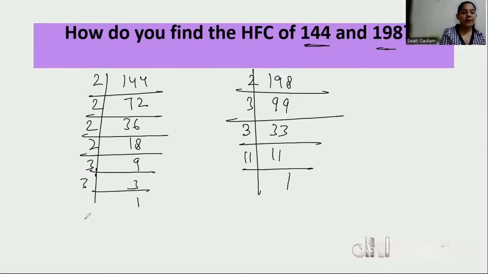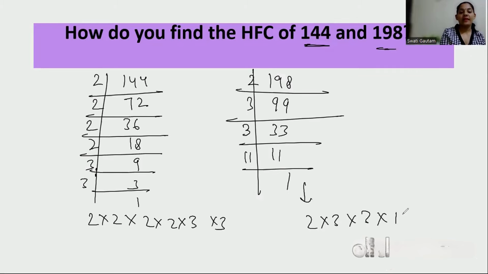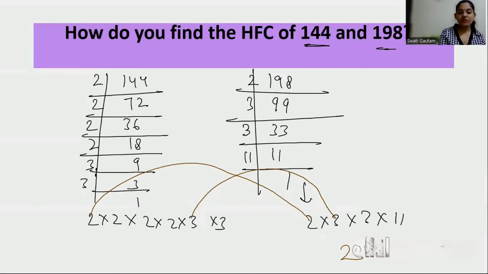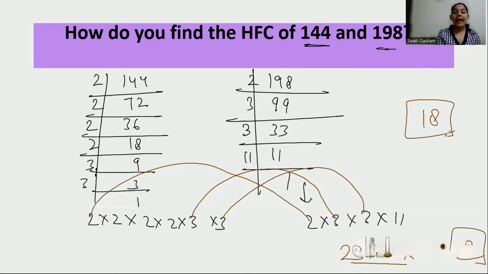So what is the prime factorization of 144? 2 times 2 times 2 times 2 times 3 times 3. And for this, it is 2 times 3 times 3 times 11. Now let's make pairs. This 2 will make a pair with this, so I'm writing 2 here. This other 2, no 2 is there in the second part. Now 3 is making a pair with this, so 3. And this 3 is also making a pair with this, so this 3. So what is the multiplication of this? 2 times 3 is 6, 6 times 3 is 18. So 18 is the HCF of 144 and 198. So this is how to find the HCF by using the prime factorization method, right?